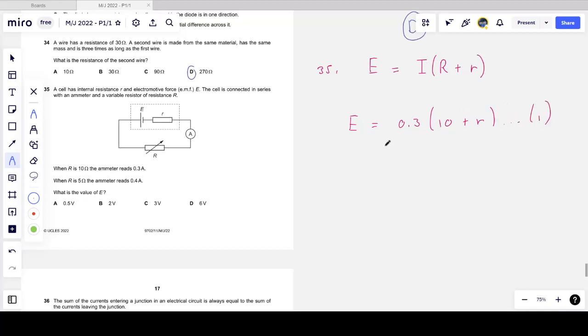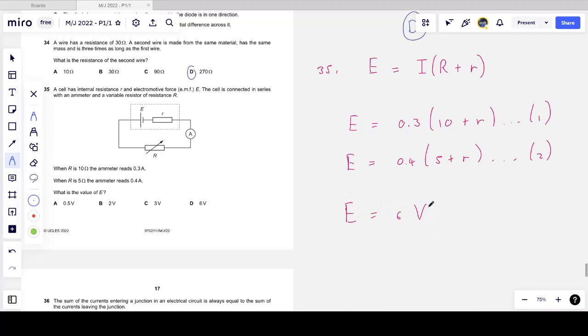We call this equation 1. In the second scenario, E is 0.4 times 5 plus little r. We'll call this equation 2. We have two equations with two unknowns, and we can then solve simultaneously. If we solve simultaneously, we get E is equal to 6 volts.